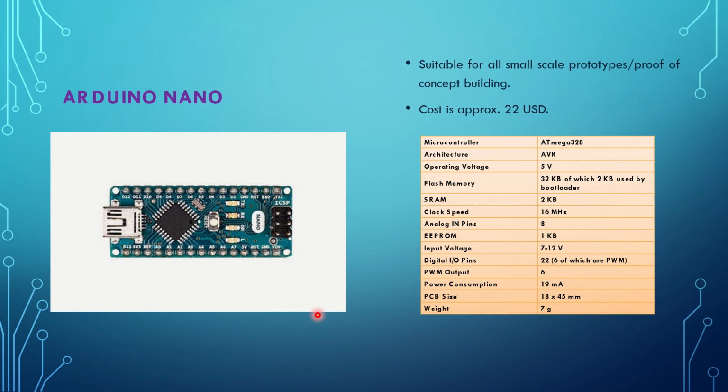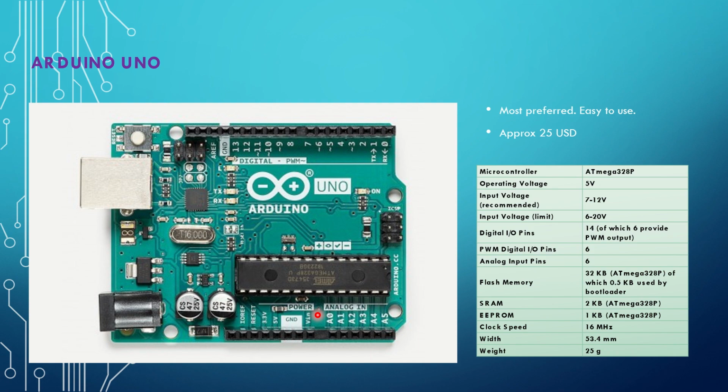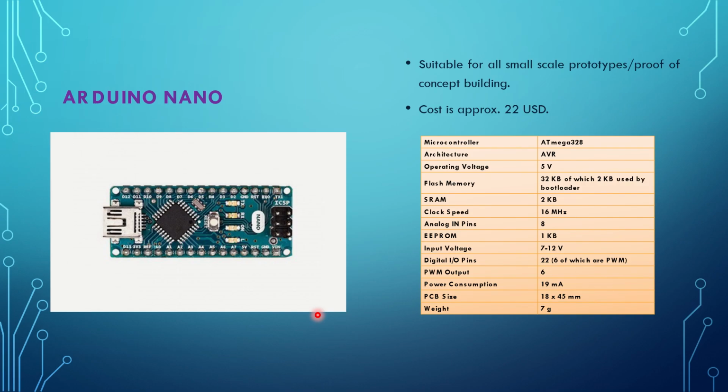It has again Atmega 328; in the previous version it is Atmega 328P, and here it is Atmega 328. All of them come under the AVR architecture. The operating voltage is 5 volts. We have got 32 KB of flash memory, but here 2 KB is used by the bootloader, and we have got SRAM 2 KB. The clock speed is again 16 megahertz, and we've got 8 analog pins. We've got EEPROM 1 KB, and the input voltage range is from 7 to 12 volts, and we have got 22 digital IO pins, out of which 6 of them are PWM.